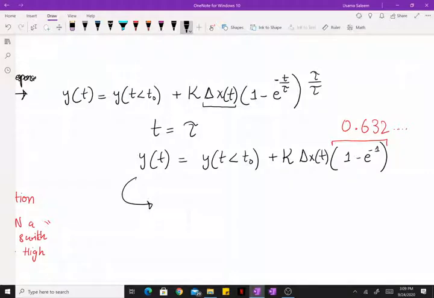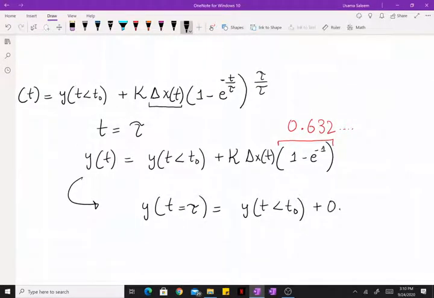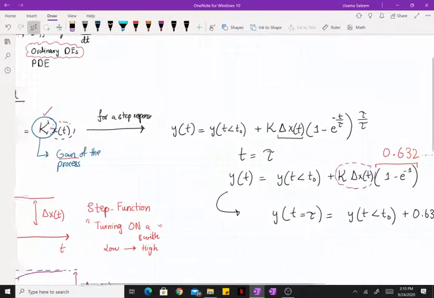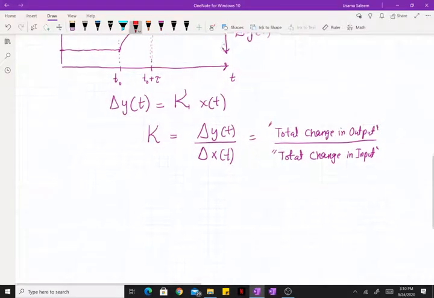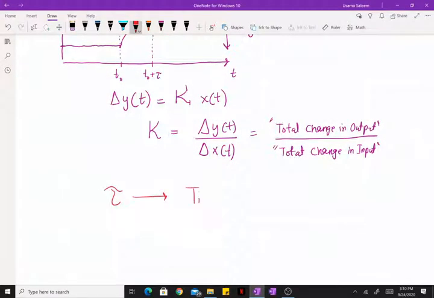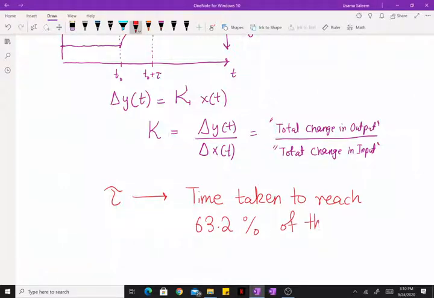And this equation, you'll see, comes out to be y at t equals tau is equal to the initial value of y plus 0.632 times the total change in y. I'll use the definition of the gain to replace k times delta x by delta y. So that's where the definition of tau comes from. I'll write it here: tau is the time taken to reach 63.2% of the total change.